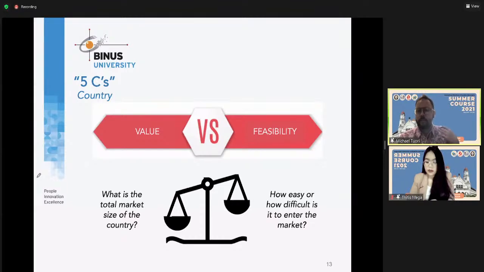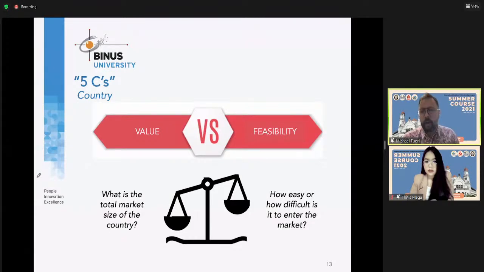Feasibility is how easy or how difficult is it to enter the market. We can use frameworks like PESTLE analysis to look at the political, economic, social, technological, and legal aspects of a country. But we can think about it very simply as well. We could think maybe we're looking at Singapore or we're looking at China as our countries. How do we choose which market we're going to enter?